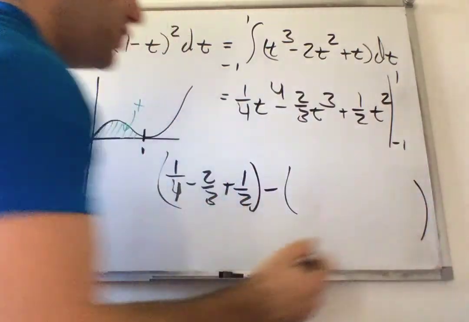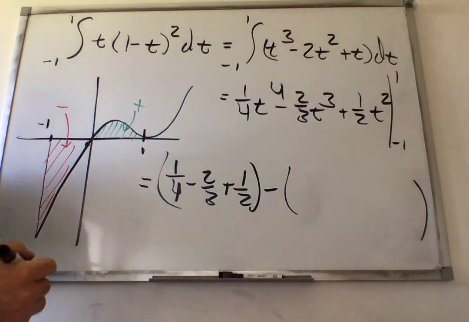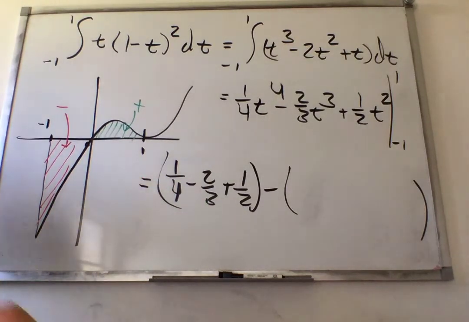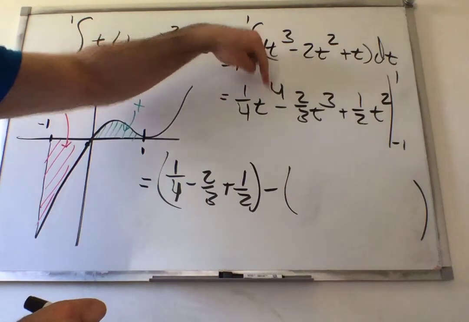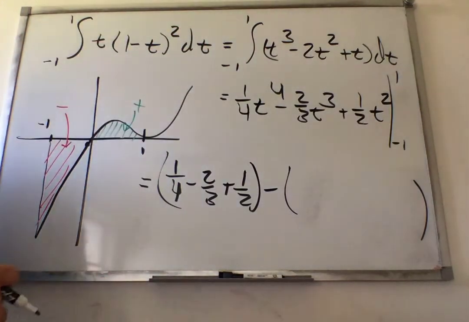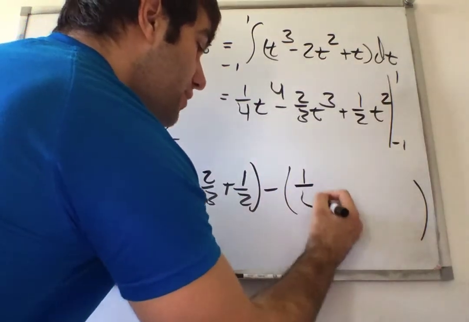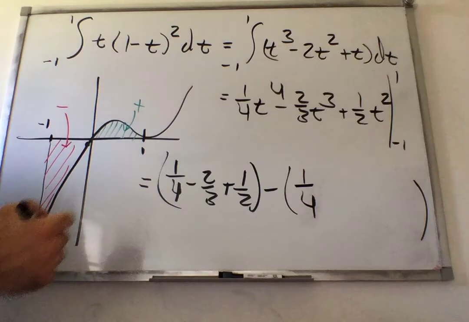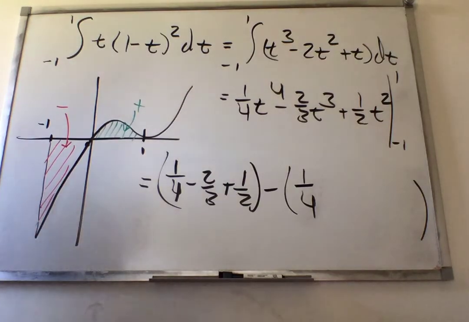Minus, now I got to do -1. I got to plug -1 into here. Now plugging -1 into there is not that bad either. All -1 is going to do is possibly switch the sign of a term. If we stick it into t to the 4th, -1 to the 4th power is +1. So it doesn't change the sign of this term. So we get a 1/4. T cubed, -1 cubed, that one definitely switches sign because -1 cubed is -1.